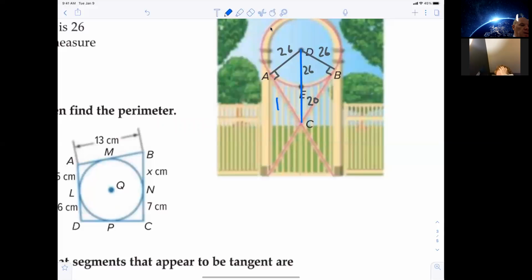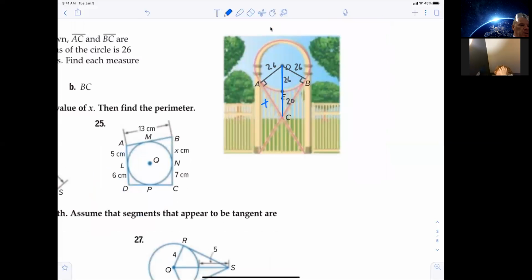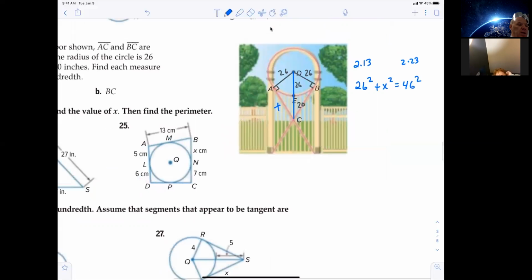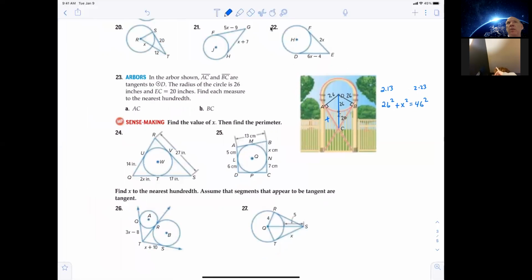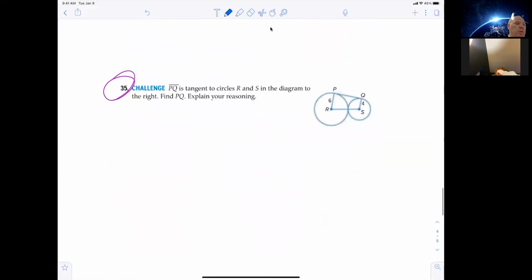So if this then is X, it's just going to be 26 squared plus X squared equals 46 squared. And to me, that doesn't look like a triple because that's 2 times 13 and that's 2 times 23. All right, now, and of course, AC and BC are what? Equal. Right, so that's not a big deal, no. All right, anybody else on that? Come on, guys. Nothing? Even with the challenge problem?